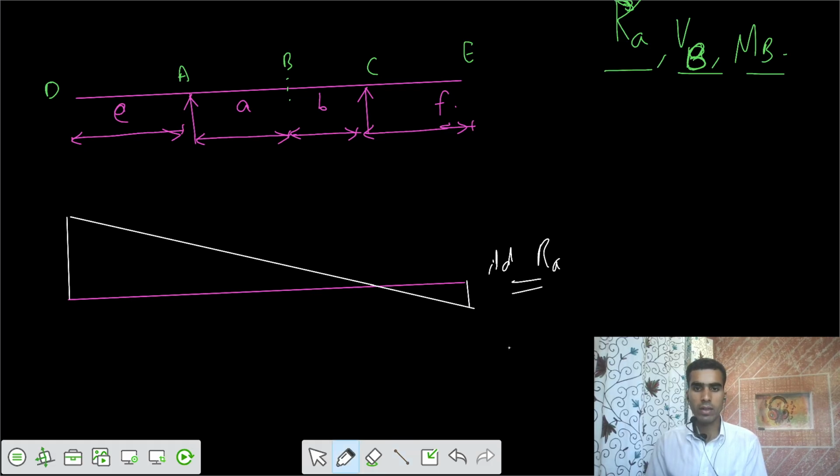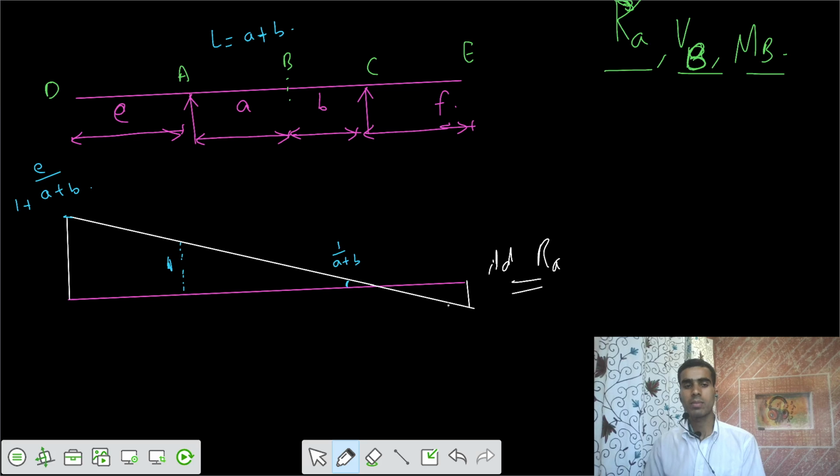So I would write the values. I have to apply at point A a unit displacement of 1. If this length is L equals A plus B, I would say this is theta. Theta equals 1 by A plus B. And that means this one equals 1 plus E by A plus B, by similar triangles. This is the value we can have.